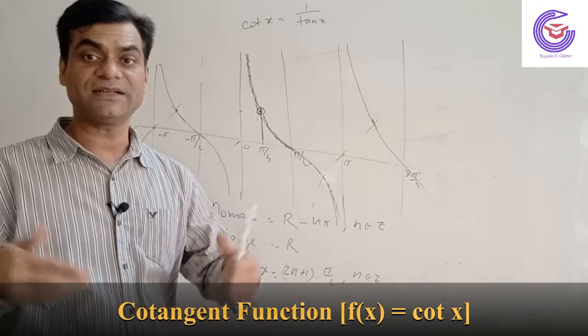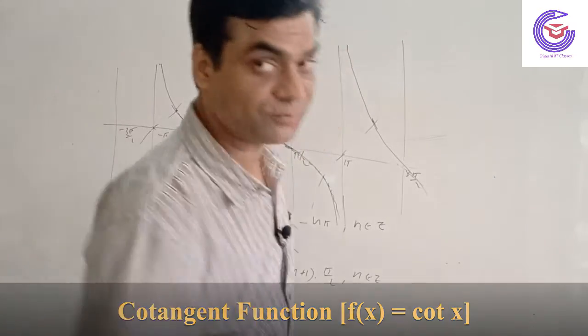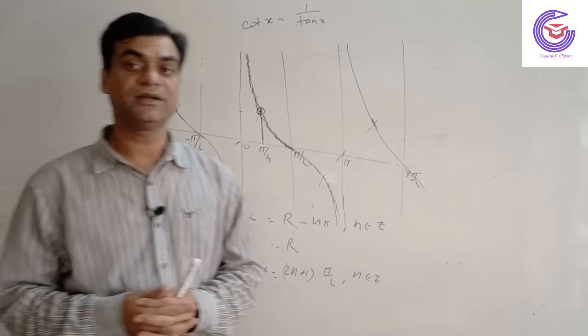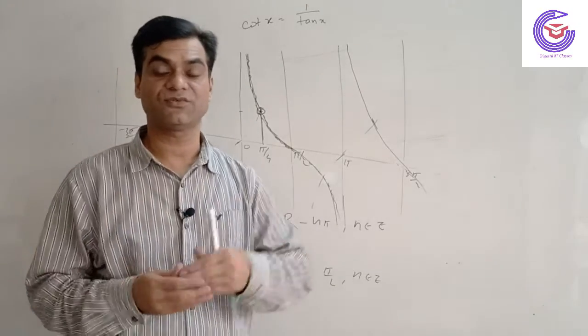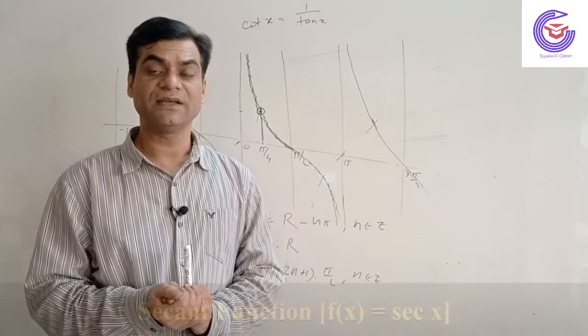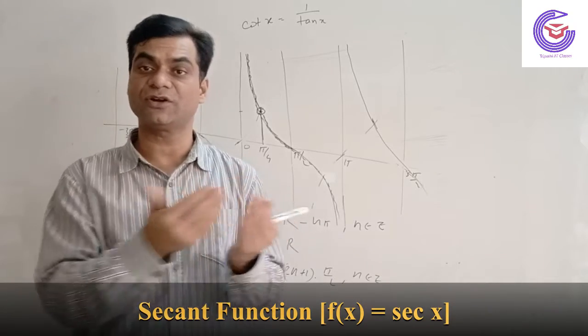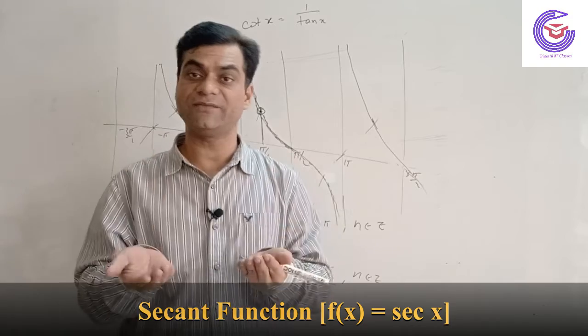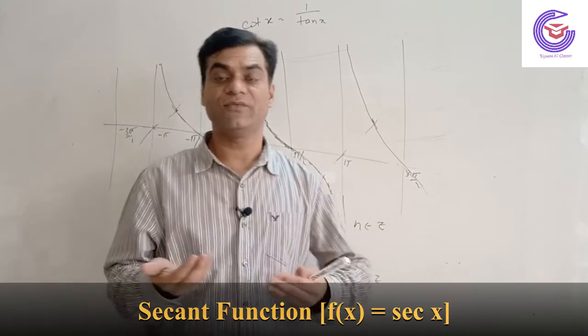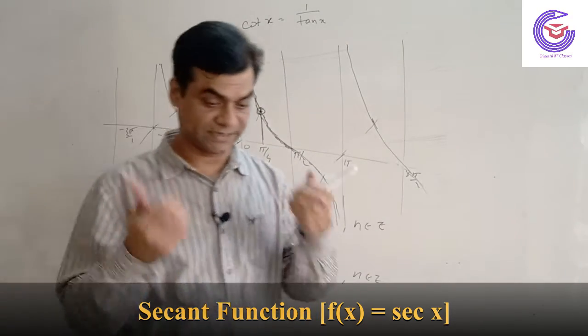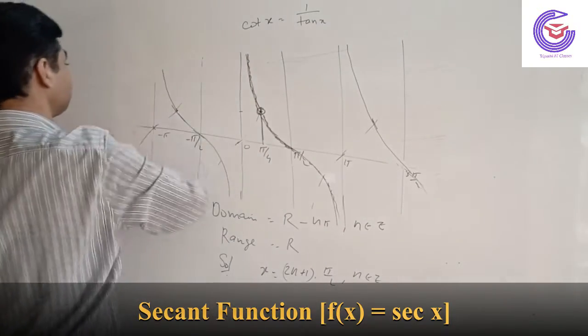Now moving to the next one, that is sec x. To plot sec x, we know the graph of cos x. So what is sec x? Sec x is basically the reciprocal of cos x. So first, if you are able to plot cos x, then just reciprocate that value and you can easily get the graph of sec x. So let me show you how it is done.